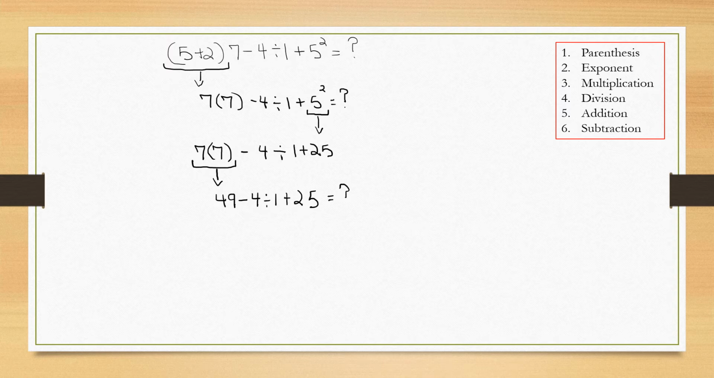All right. So what's next? We don't have any more multiplication, but we do have a division, which is right here. 4 divided by 1, which gives us 4. Rewriting everything, plus 25. Okay, so we don't have any more division. The next thing on the list is addition. We have an addition right here. 4 plus 25 will give us 29.